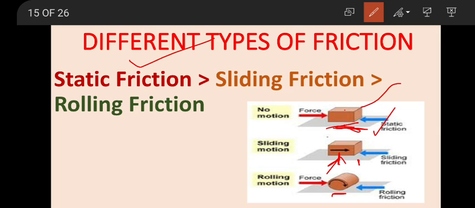I think you must have understood how it functions. Is it clear, children? We will discuss frictions, how to increase and how to reduce the friction, in the next class.